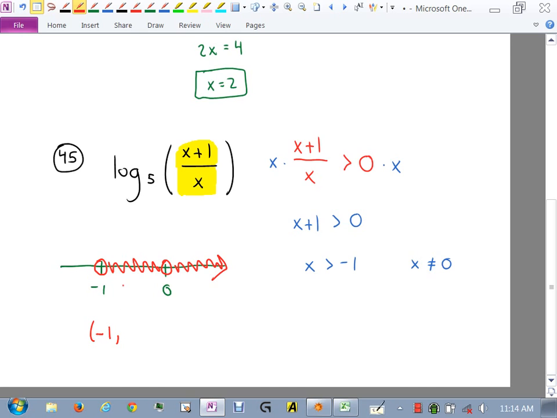Exactly. This would be here to here. That would be our domain. Everything between -1 and 0, not 0 though, so jump over it, and then 0 on to infinity.